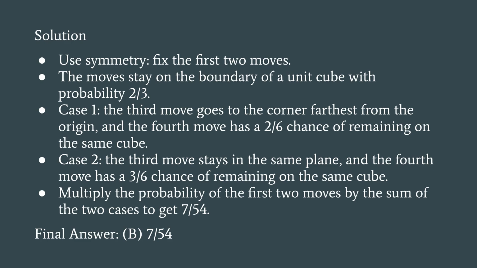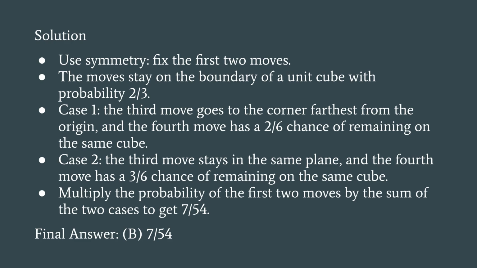There are 2 possible ways to remain on the boundary of the same cube. In the first case, the bee moves to the corner of the cube farthest from the origin. This happens with probability 2 out of 6, and from there, only 2 of the 6 possible fourth moves stay on the same cube. In the second case, the bee stays on the same coordinate plane, ending at a point that is still 1 unit from the origin. This occurs with probability 1/6, and now 3 of the 6 possible fourth moves keep the path on the cube.